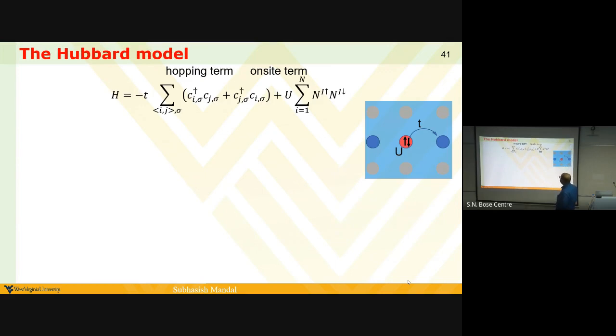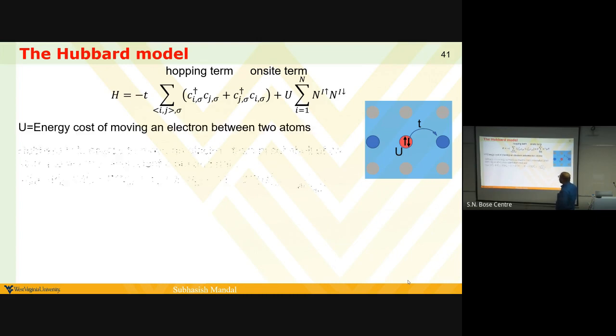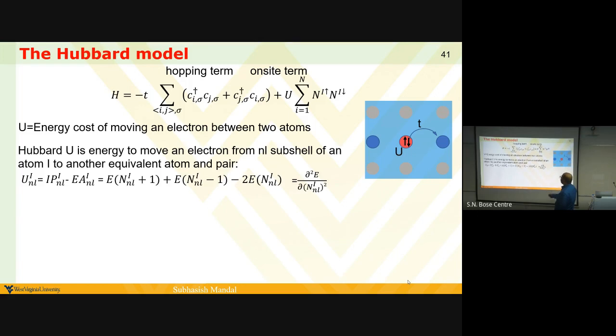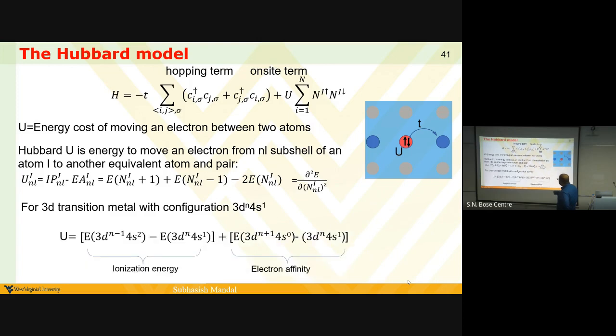So let's look at the Hubbard model. This U is actually the energy cost of moving an electron between two atoms. It's basically the difference between the ionization potential and the electron affinity. Meaning that if you have a 3d 4s kind of structure, one can knock out one electron from the d shell, put it in the s shell, and take the difference, that's the ionization potential, and then the other way, you put another electron from s into d, that's the electron affinity, and take the difference.